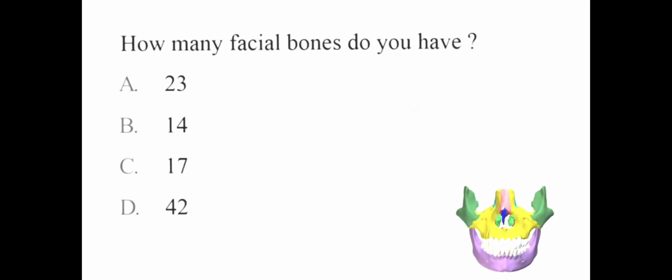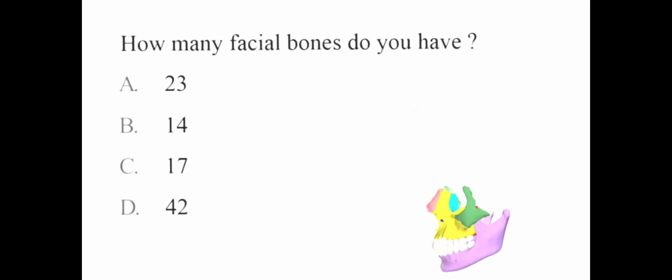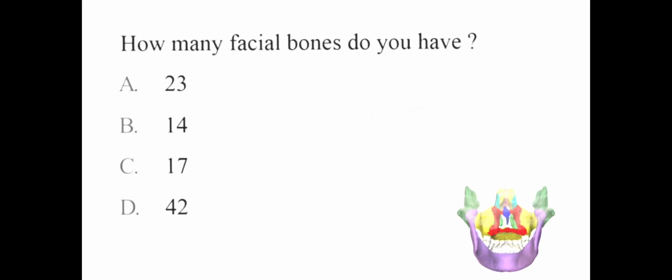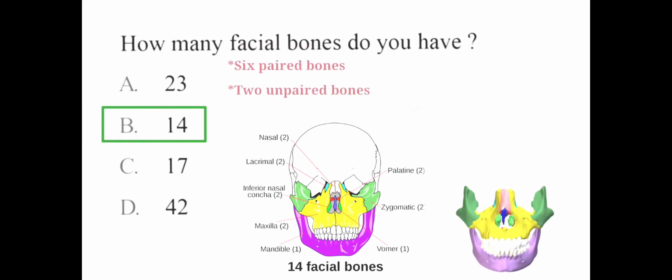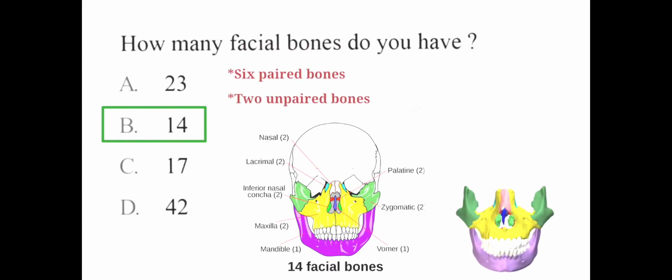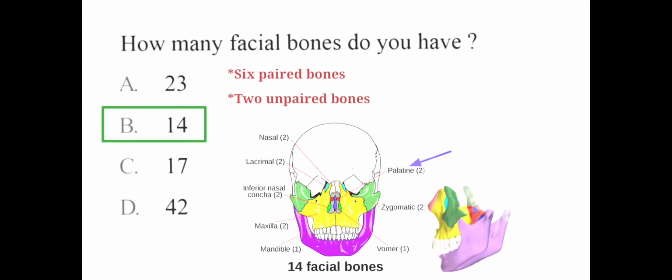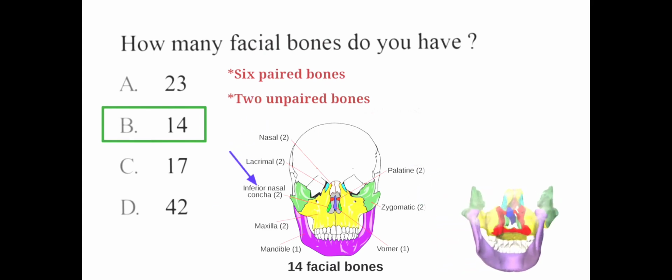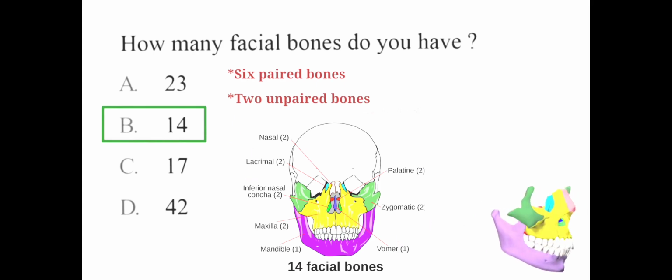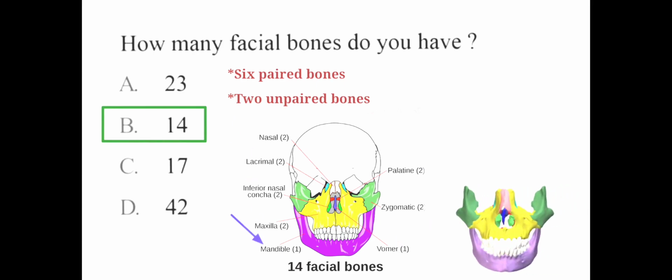How many facial bones do you have? A. 23, B. 14, C. 17, D. 42. And the correct answer is B. 14. The facial bones include 14 bones with 6 paired bones and 2 unpaired bones. The paired bones are the maxilla, palatine, zygomatic, nasal, lacrimal and inferior nasal concha bones. The unpaired bones are the vomer and mandible bones.